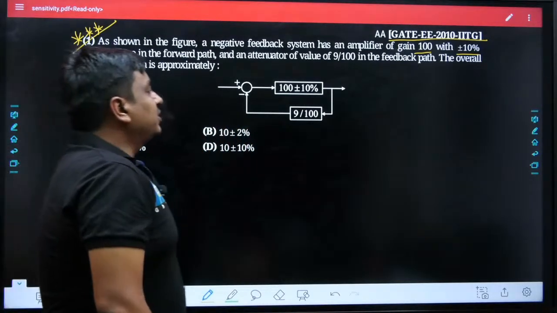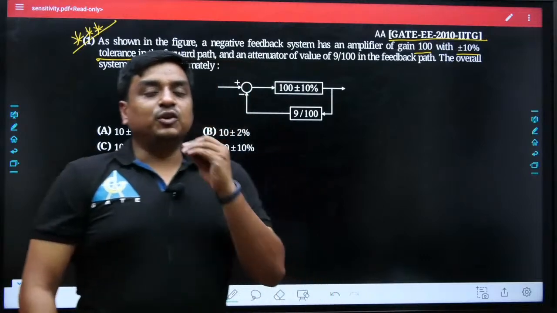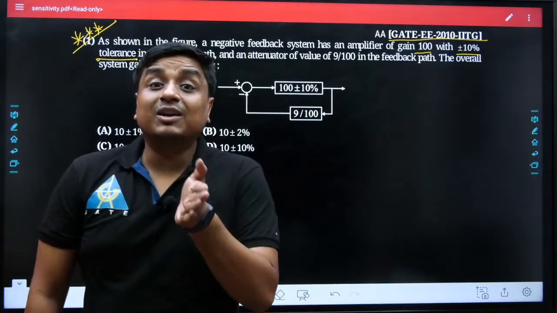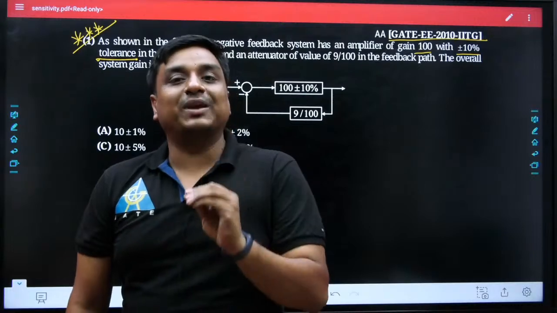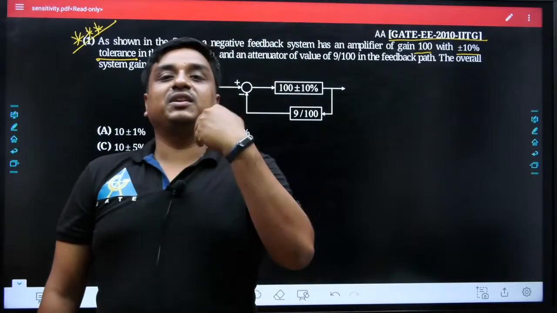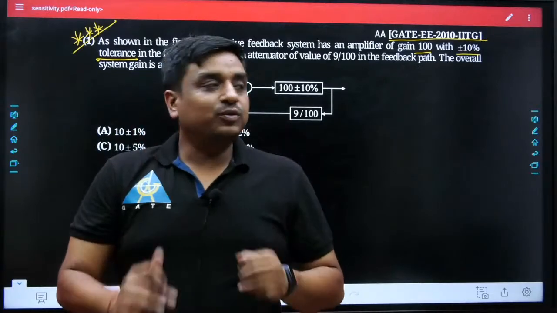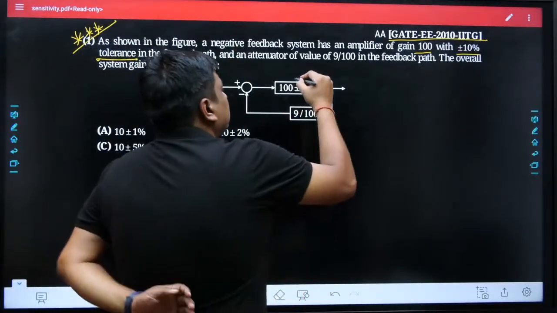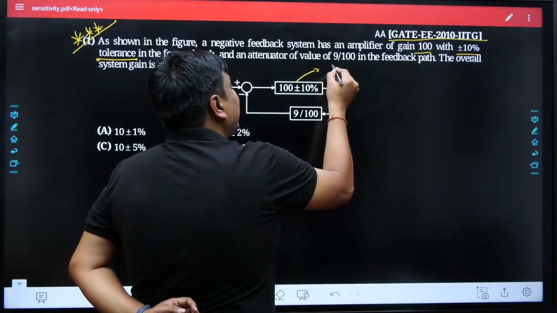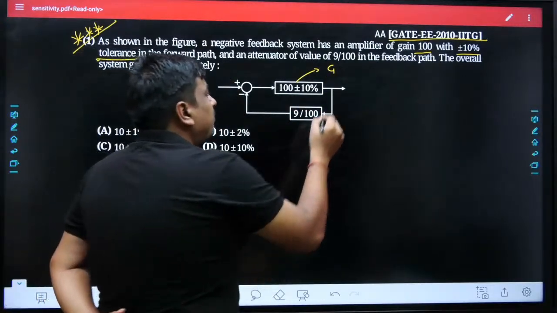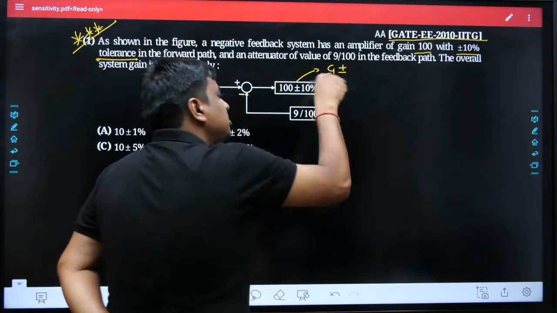See, no system is a perfect system. If you design a resistance with a worth of 1 kilo, there would definitely be a tolerance on the resistance, maybe 1 kilo plus minus 5%. That means the resistance can go up by 5%, or it can come down by 5%. That is why, rather than giving the exact value of G, what has been given in your problem is G plus minus the percentage change in G.